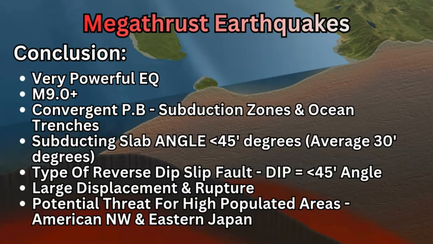And also, in addition to the Cascadia subduction zone, you have the Japan Trench just off the coast of eastern Japan, which is an extremely populated area, with Tokyo being right on the coastline and having millions of people potentially threatened by a future megathrust earthquake, like they experienced in 2011.